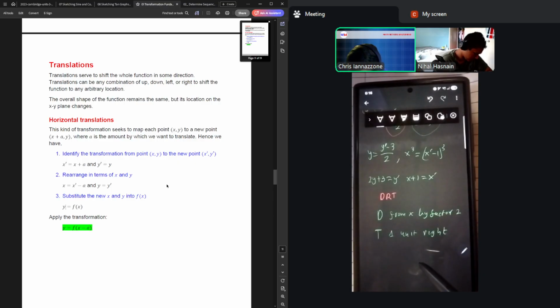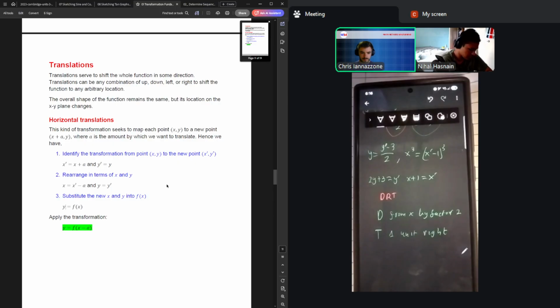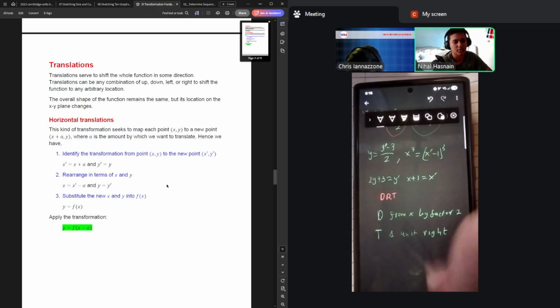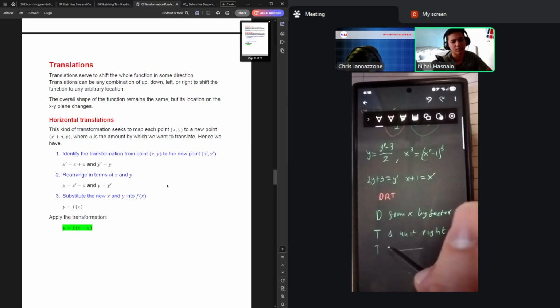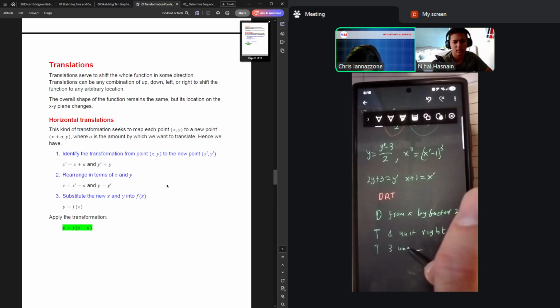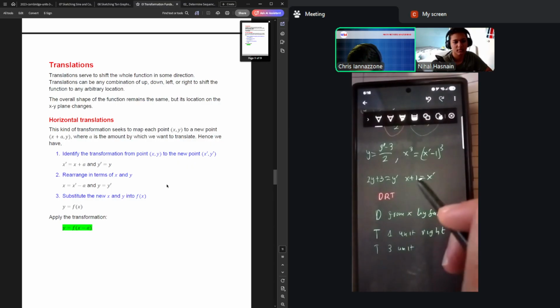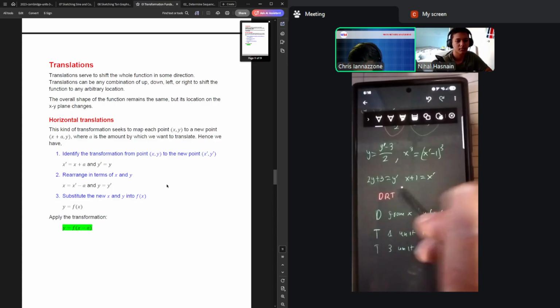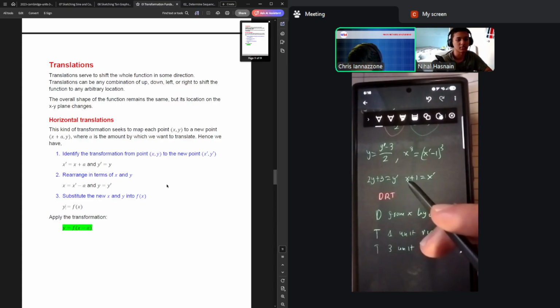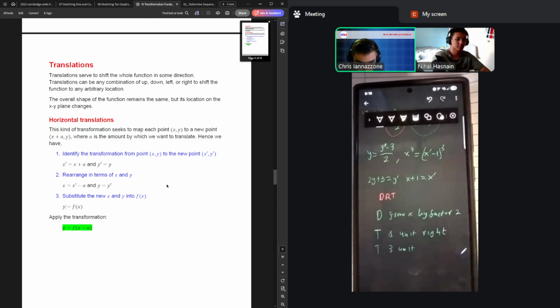What else? Okay, translation 1 unit right, and there's going to be 3 units up. That's it. So it doesn't go opposites. It's just that it goes back to what you would expect things to be. Adding 1 to the x should move it further along the x. Adding 3 to the y should move it further along the y.